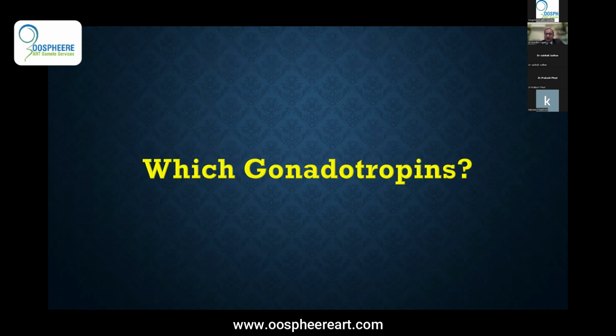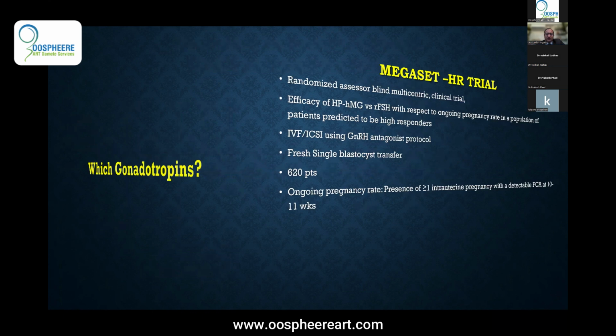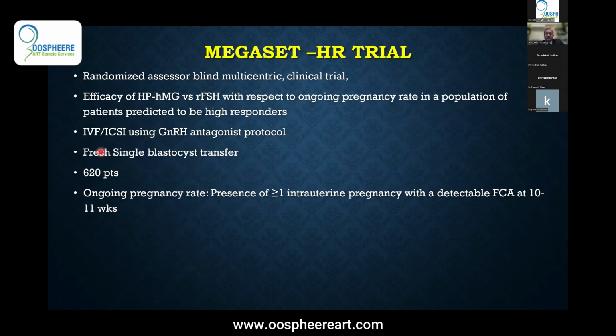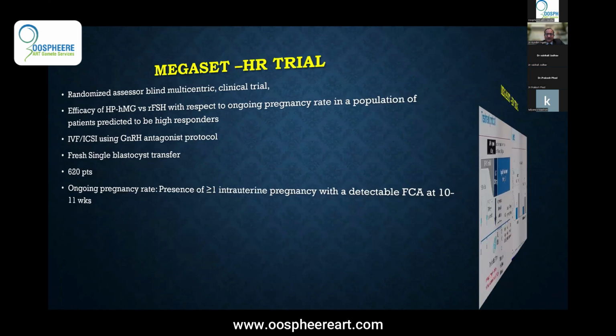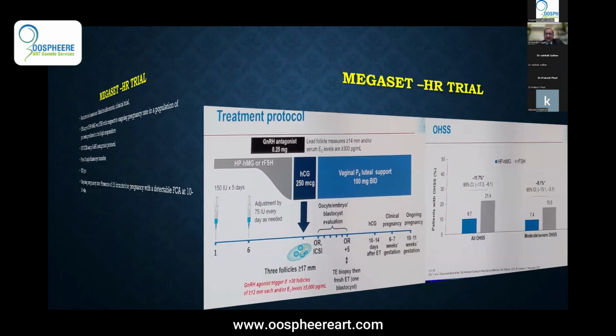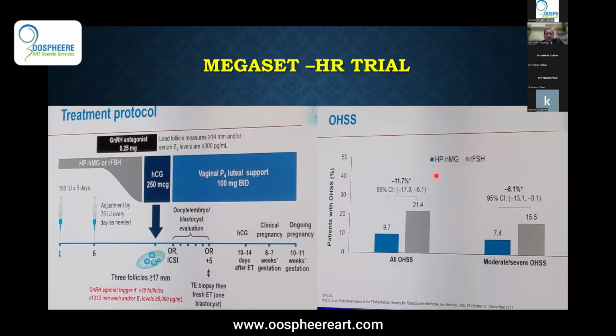Now, which gonadotropins? Because we are talking about ovarian stimulation protocol. So first, we'll discuss hyper responders, all PCO patients. Shall we use recombinant FSH? Is it better than HMG? So this was a mega trial in 620 patients, and they have shown that the OHSS rate is slightly lower with HMG, though not significant, and even the incidence of moderate to severe OHSS was more with recombinant FSH, but not lower with HMG.